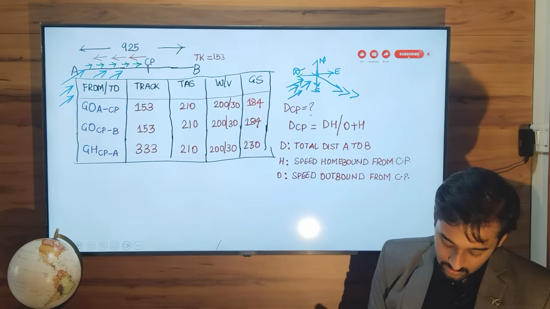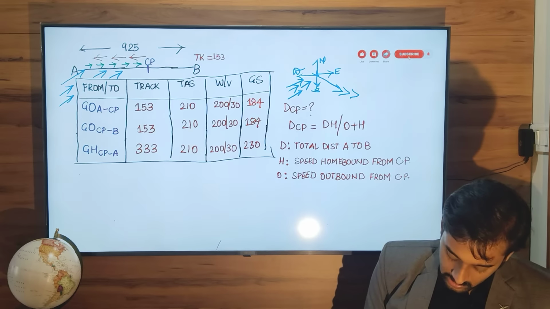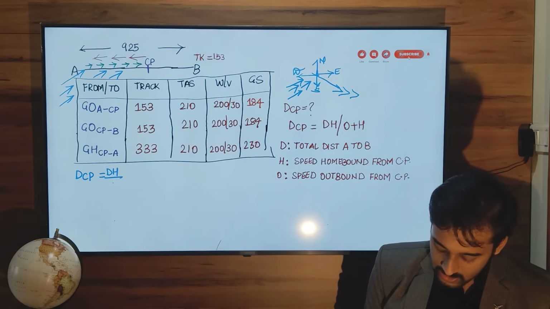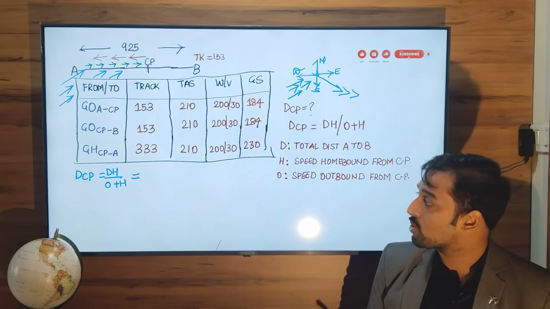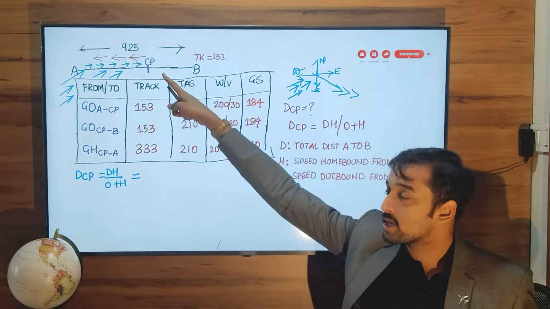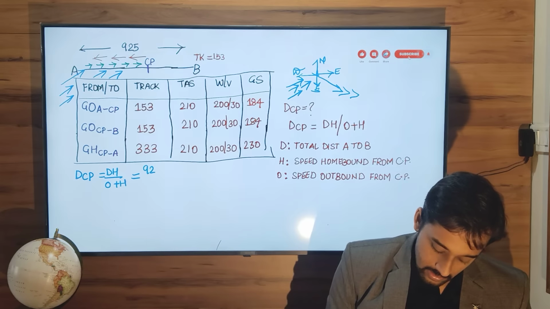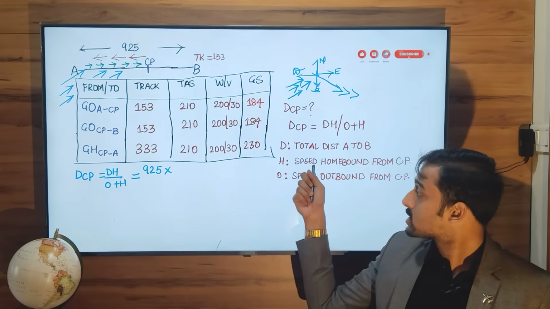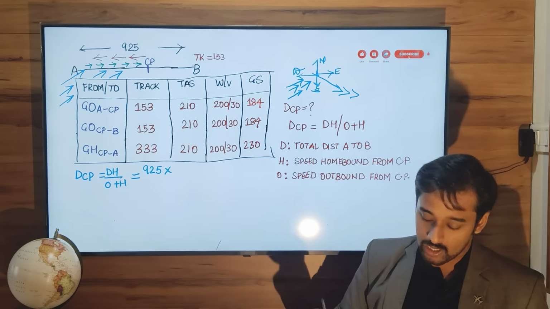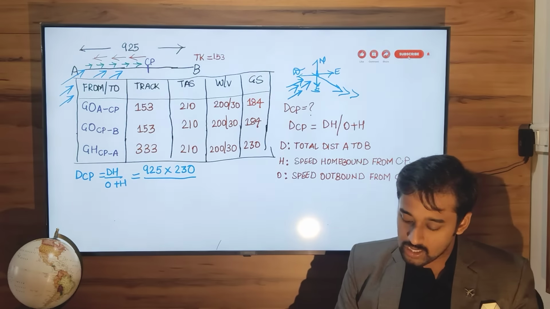I will take the next slide. Okay, I will do it here. So distance to CP will be equal to dH divided by O plus H. D, which is total distance A to B, is 925 nautical miles. So let's put that, 925. H, speed homebound from the critical point, is 230. So 230, divided by O plus H.